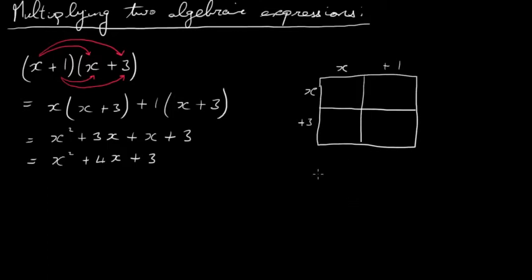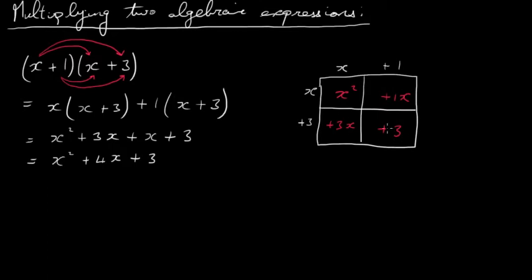Now, what you do is you're finding the area, if you like, of each of these individual boxes by multiplying x by x, x by plus 1, plus 3 by x, and plus 3 by plus 1. So, let's do that and see what we get. x times x will give us x squared. x times plus 1 will give me plus 1x. Plus 3 times x will give me plus 3x. Plus 3 times plus 1 will give me plus 3.